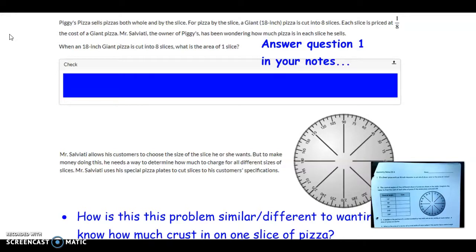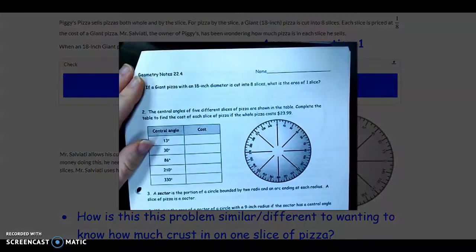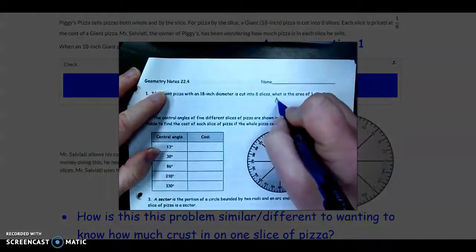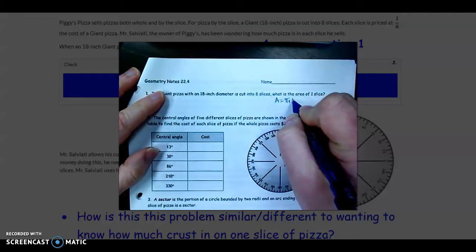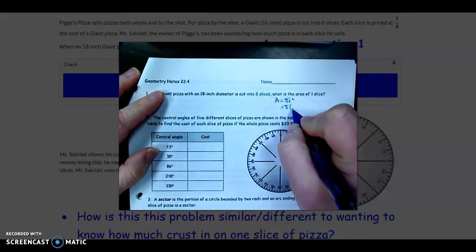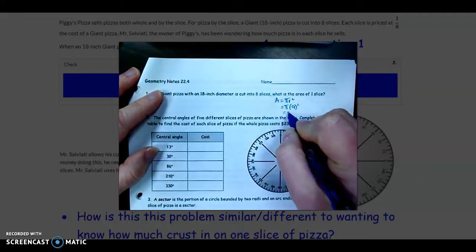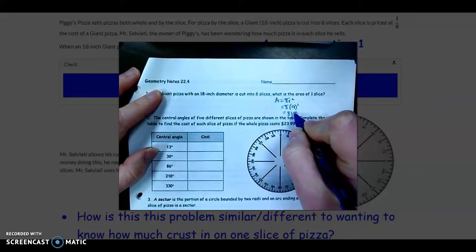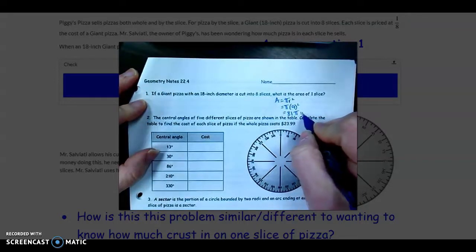Well, we know how to find the area of a circle. The formula is pi r squared. So remember, 18-inch pizza means the diameter is 18, so that means the radius would be 9. So we could find the area of a full circle, or for a full pizza, by using that formula pi r squared and replacing r with 9.